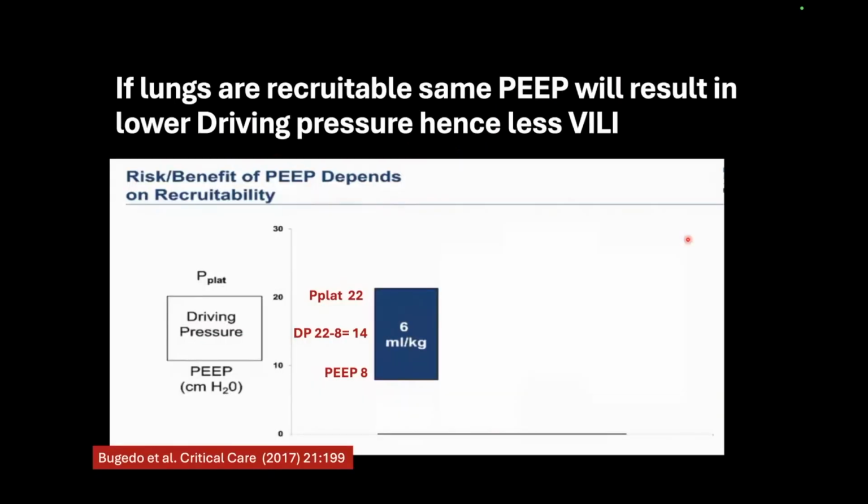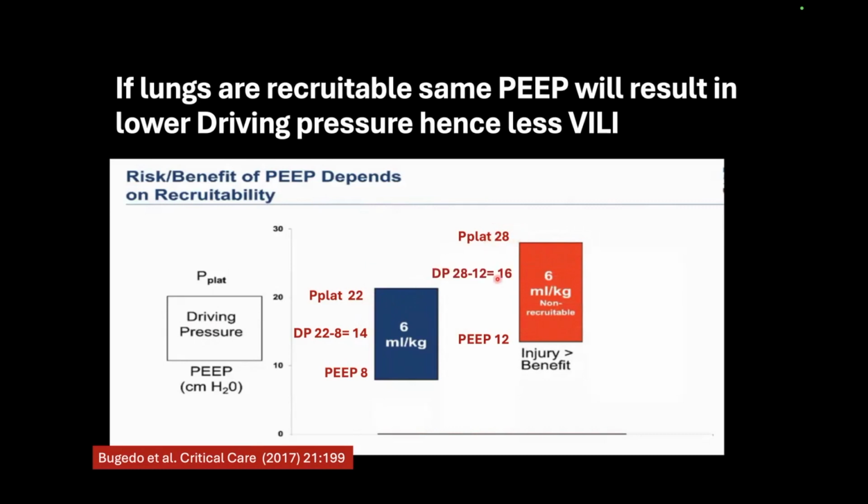So suppose a patient is receiving a tidal volume of 6 ml per kg, with a PEEP of 8 and plateau pressure of 22; driving pressure is 14. And suppose you applied a higher PEEP of around 12 centimeters of water, and the plateau pressure increases from 22 to 28, which is the harmful threshold, and driving pressure also increases from 14 to 16, that is 28 minus 12 is 16. That means again it is more than 15, which is harmful. So this means that this lung is not recruitable. When you increase the PEEP, it led to a harmful increase in the plateau pressure as well as driving pressure.